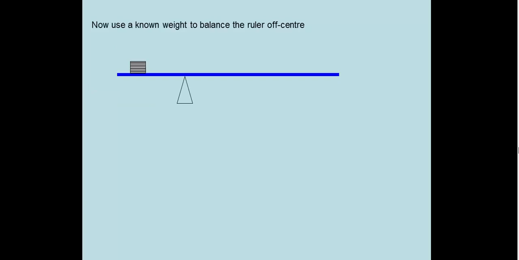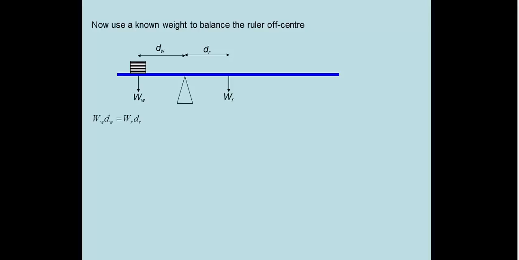Now we use a known weight to balance the ruler off centre. So the pivot is now along to the left side of the ruler, and we have some weights here which are balancing the ruler. This will give the expression of the weight of the weights, and that is distance of weights from the pivot. The weight of the ruler we can assume acts at the centre of mass, in this case the centre of the ruler, and I've called that weight R for weight of ruler, and that is distance ruler.